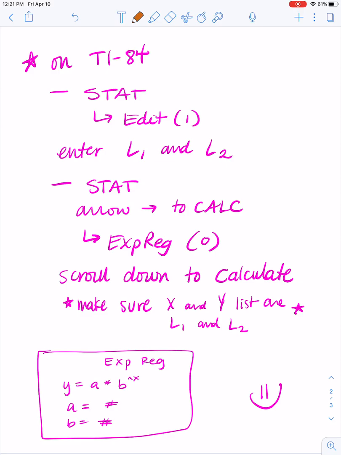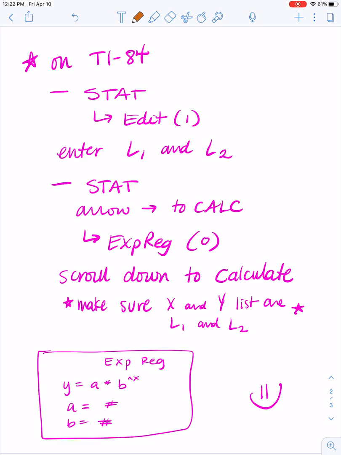Basically, you're going to be going to your stat button, which is kind of towards the top on the right-hand side. To enter in your data, you'll arrow over to edit, or select edit, which is option 1. You'll still enter in those X values into L1 and the Y values into L2. Then you'll go back to stat, arrow over to calculate. And then if you scroll all the way down to option 0, you'll see exponential regression. Again, if you need to choose quadratic regression or linear regression, those options are there for you.